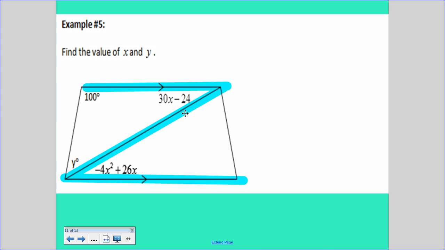Yeah, so what do I do with alternate interior angles? I can't hear any of you. You're all mumbling. Raise your hand. You said them equal, right? They're congruent. So we have negative 4x squared plus 26x equals 30x minus 24.